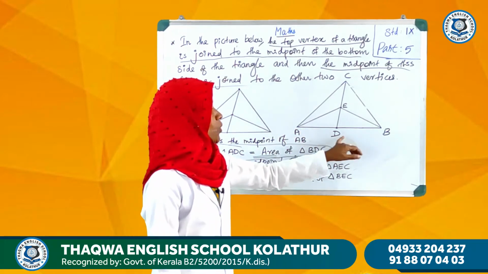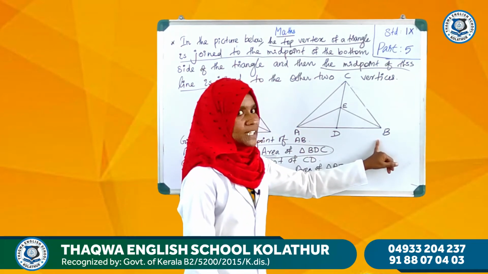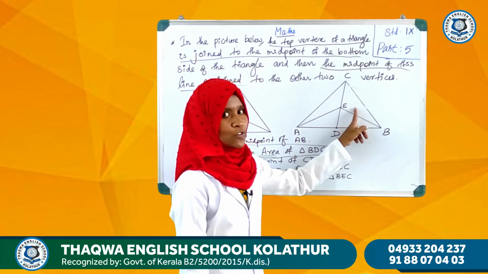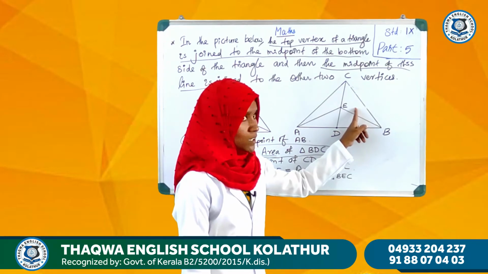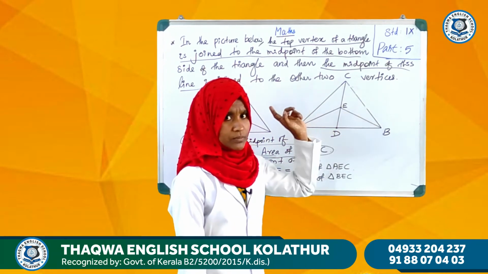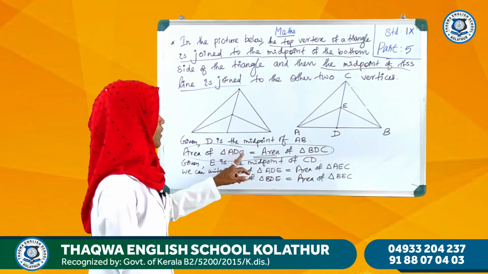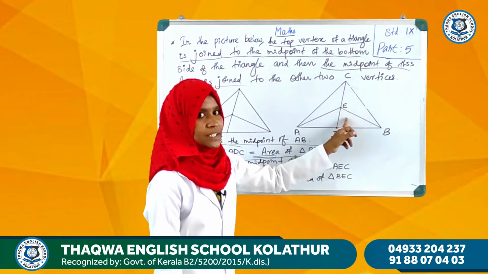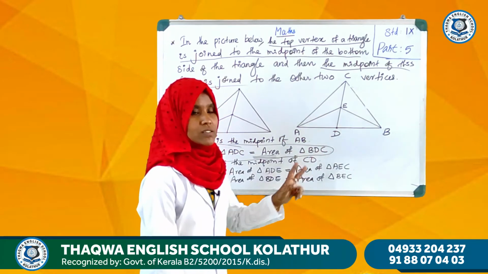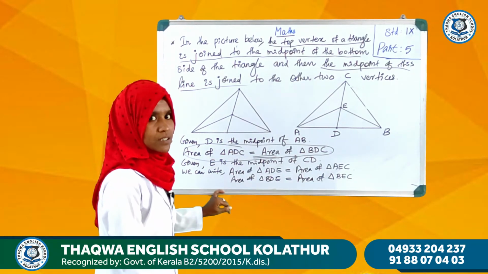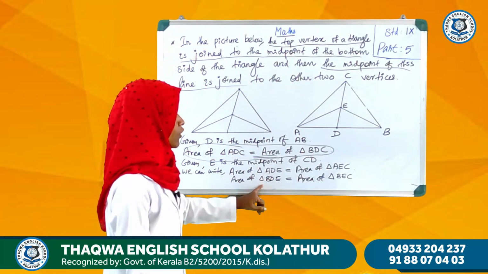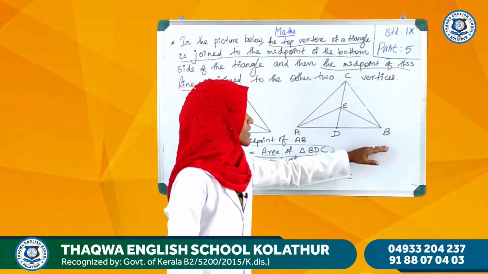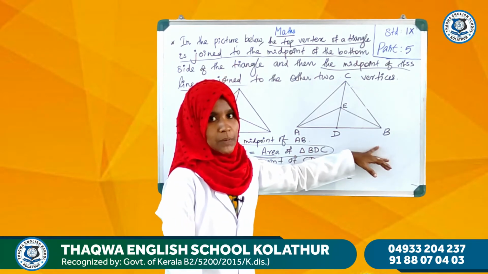And also consider triangle BDC. Here area of triangle BDE and area of triangle BEC are also equal. Okay. Then we have already got area of triangle ADC and area of triangle BDC are equal. So let us conclude that the area of these four smaller triangles are 1/4 of the larger triangle ABC.